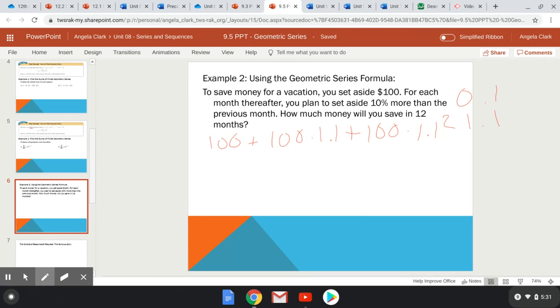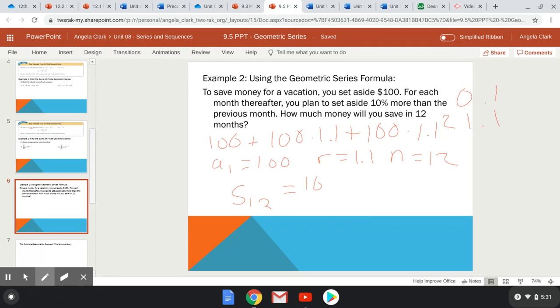And then so on. So basically, my initial term is 100. My multiplier is 1.1, and my number of terms is going to be 12, because I'm doing this for 12 months. So my number of terms is going to be 12. And so those are the 3 pieces of information that we need to use our formula for the sum of a geometric series.